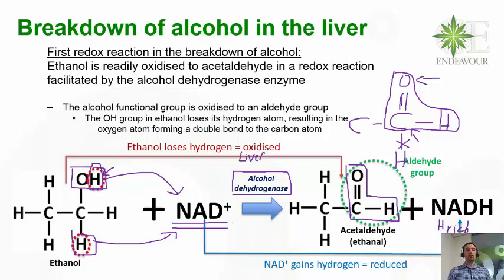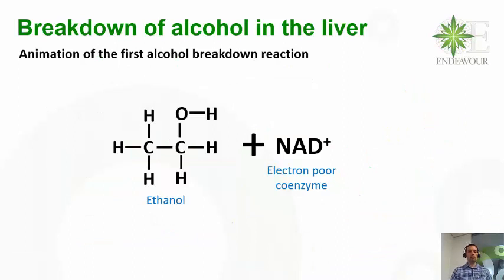So essentially, by undergoing this redox reaction, we've done a functional group switch from the alcohol functional group to the aldehyde functional group. So this is a functional group switch facilitated by oxidation. So you can say alcohol can be oxidized to aldehyde group. Alright, so now we have an animation to show this a little bit more interactively, how things are moving around.